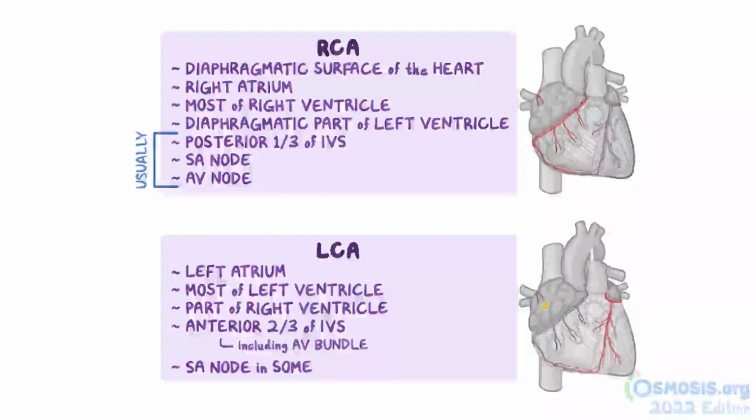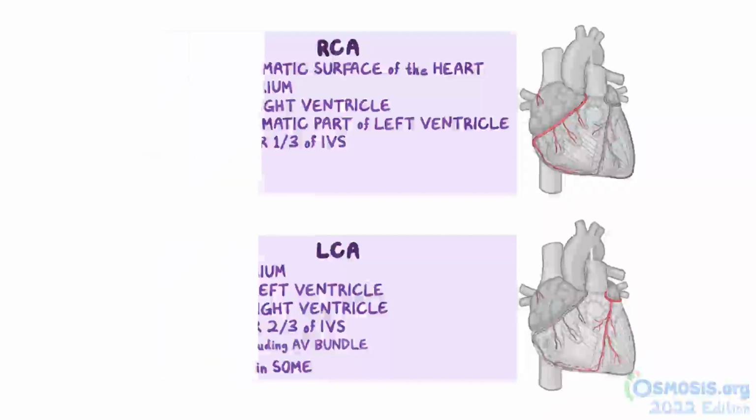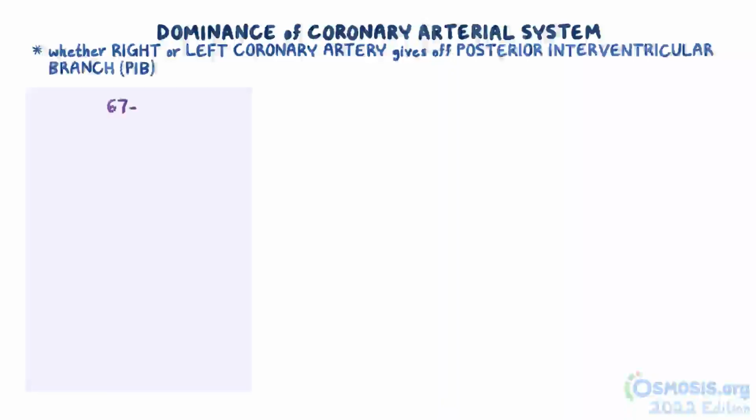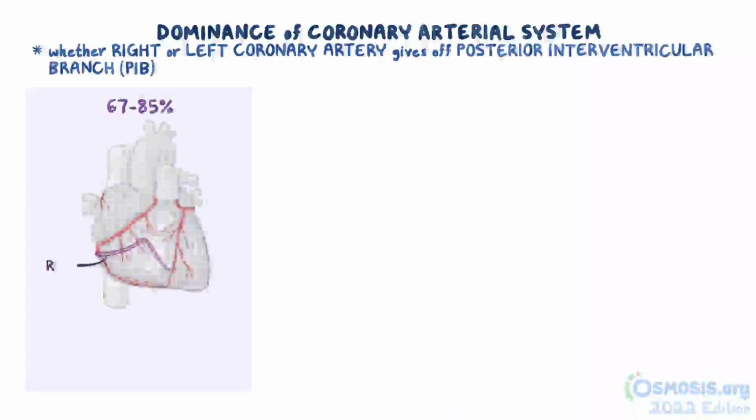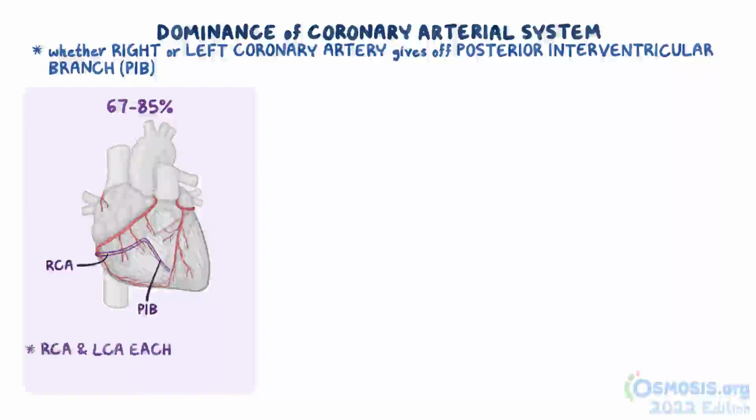And the reason for all the "mosts" and "usuallys" is because there is something called dominance of the coronary arterial system, which refers to whether the right or left coronary artery gives off the posterior interventricular branch. In 67 to 85% of people, the right coronary artery gives rise to the posterior interventricular branch, so the most common distribution is the right dominant pattern. In this case, the RCA and LCA are each in charge of about 50% of the heart supply.